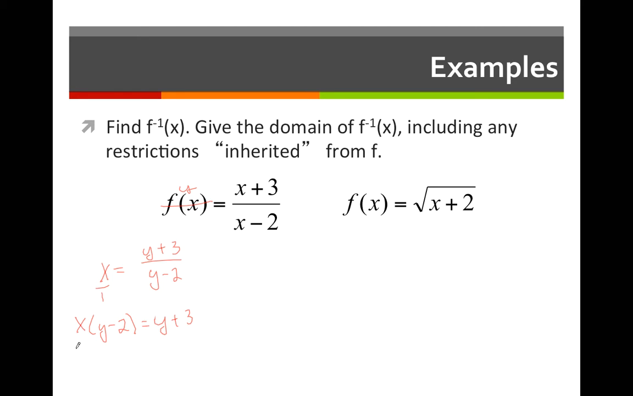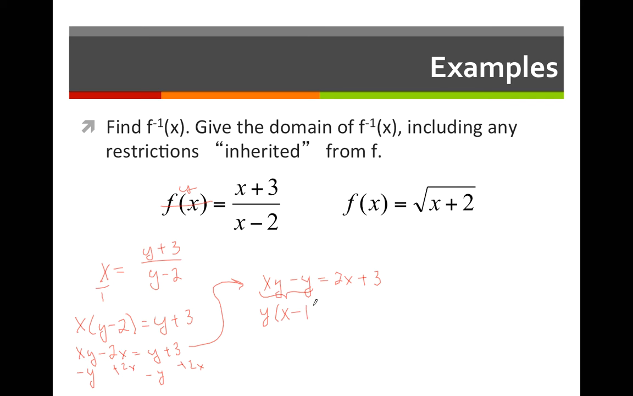If I distribute this x, I get xy minus 2x equals y plus 3. And since we are solving for y, I need all the y's on one side and everything else on the other. So I'm going to minus y and add 2x on both sides. And if I do that, I get xy minus y equals 2x plus 3. Then if we look at this piece right here, both of these things have a y in them, so I can factor it out.